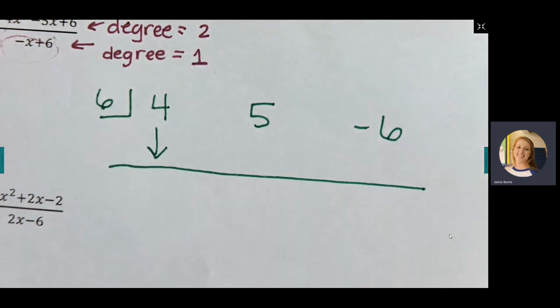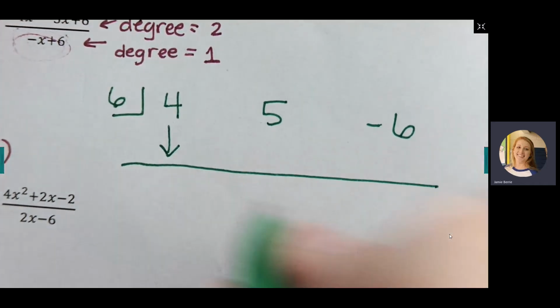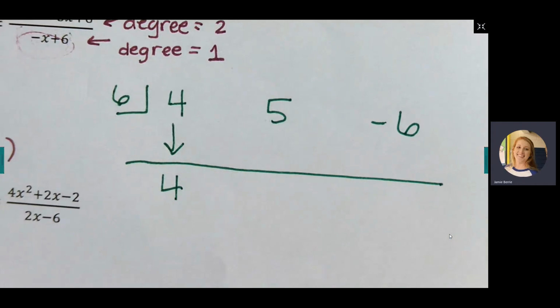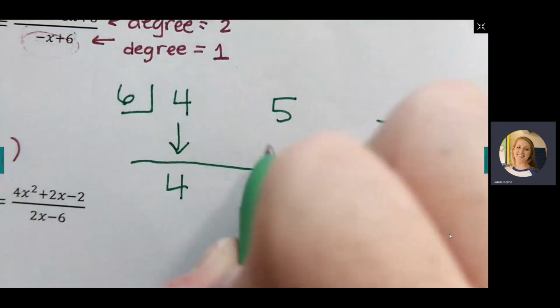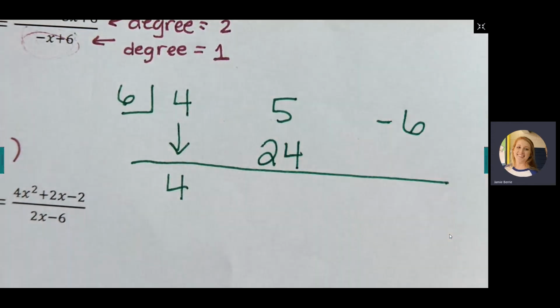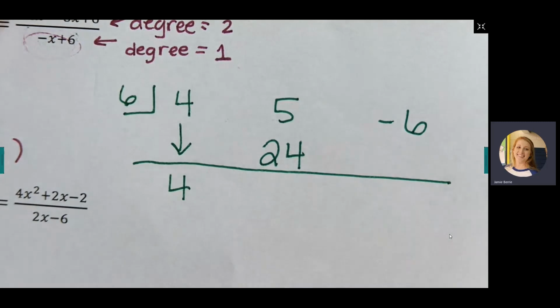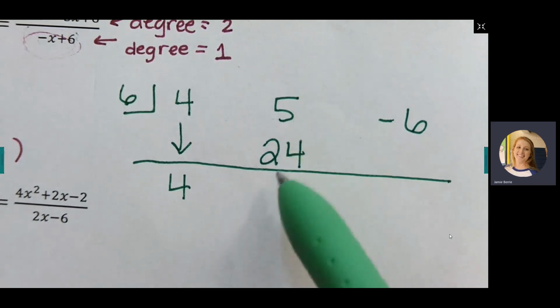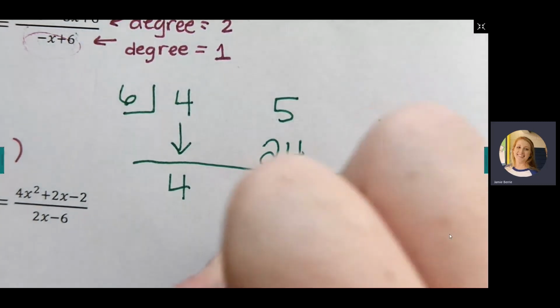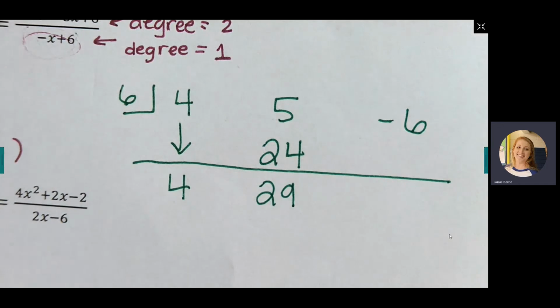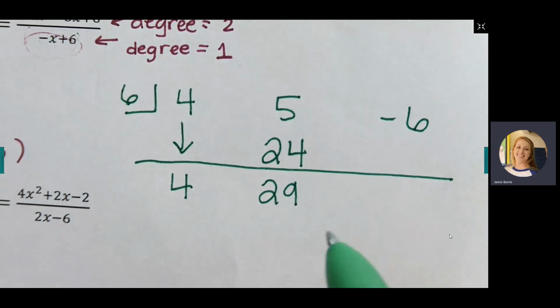So make sure you space those out. Drop the first one down and start multiplying. 6 times 4 is 24. You don't have to flip any signs or anything. Just go ahead and perform the operation. 5 plus 24 is 29. And we'll go ahead and do the remainder, even though we don't need the remainder.